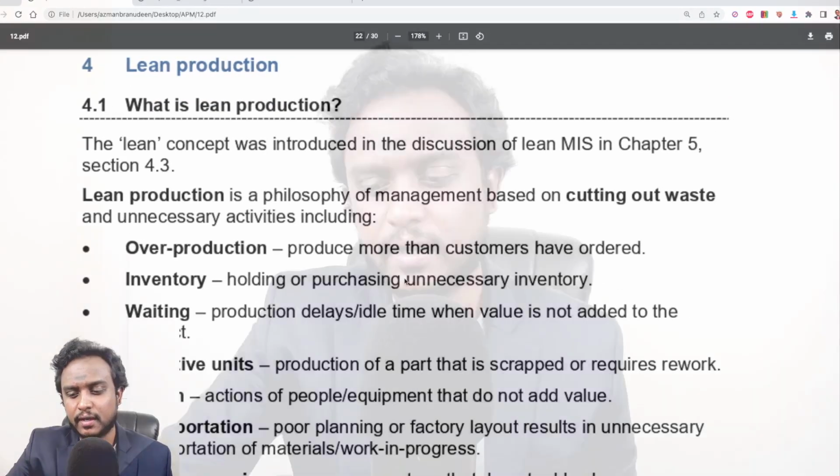On that note, I will be looking at lean manufacturing or lean production systems in the next segment.